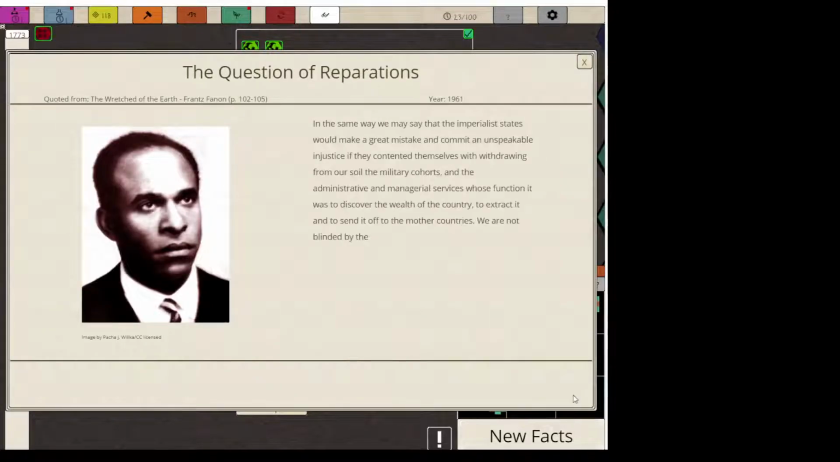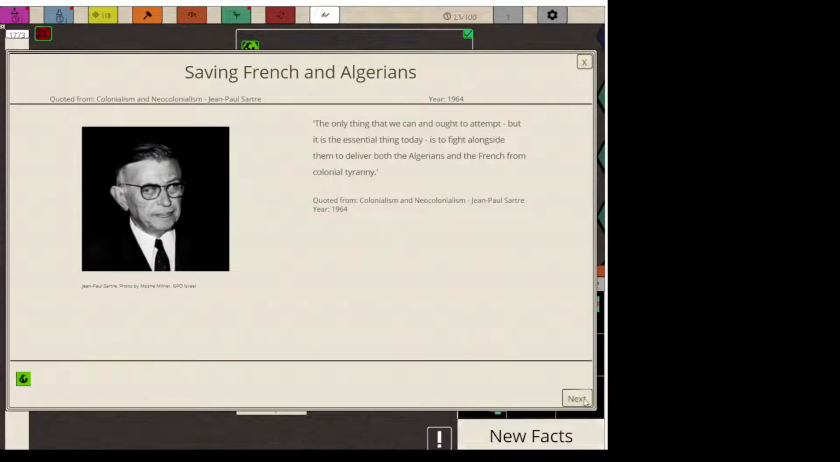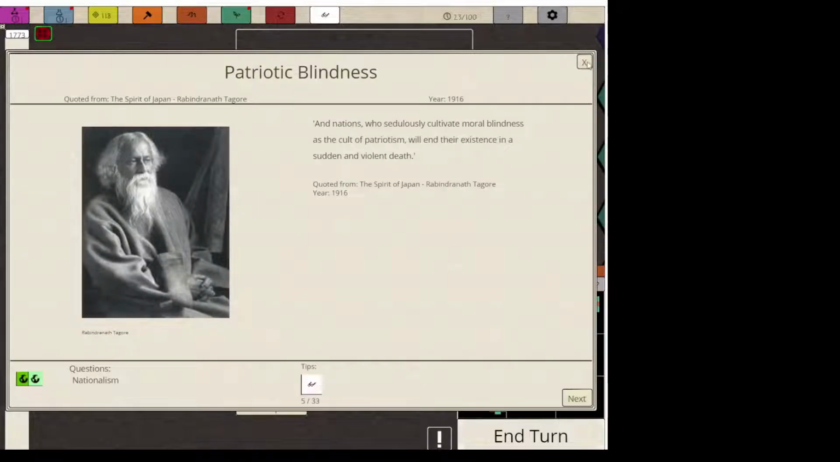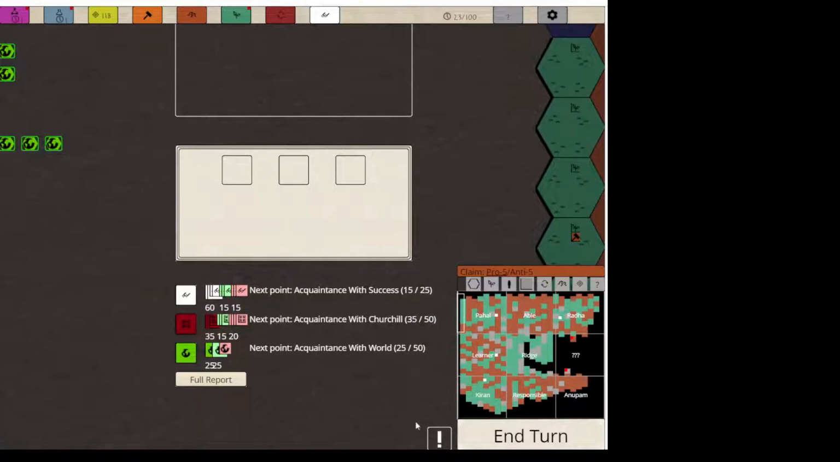Morsi on Bengalis, the question of reparations from the Wretched of the Earth, and saving French and Algerians. Here Sartre is saying that both sides should in fact work to end colonialism because it damages both of them. We're building up some knowledge of the world, but we still have a way to go there, so let's see what happens.